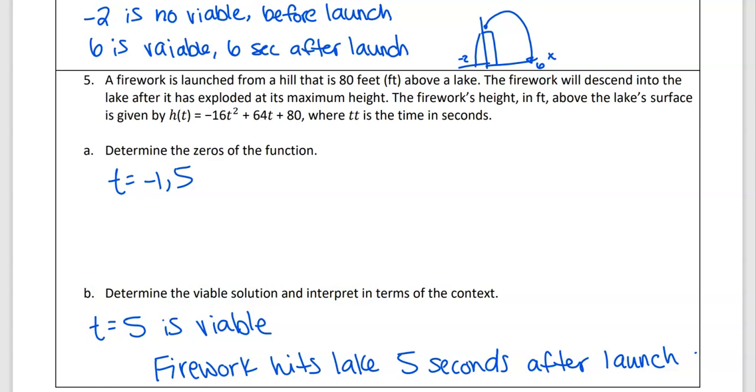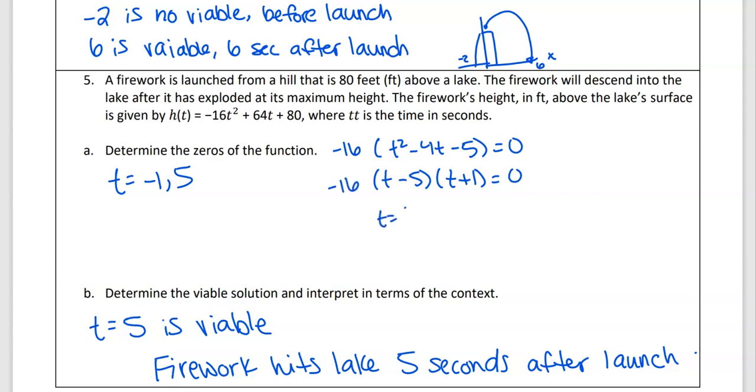Yep. So you have to divide everything by negative 16. So you have t squared minus 4t, and then this becomes negative 5. So we did t minus 5 and t plus 1. That's how here you get positive 5 and here you get negative 1. Okay. We got any questions?